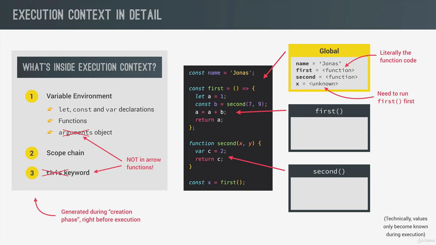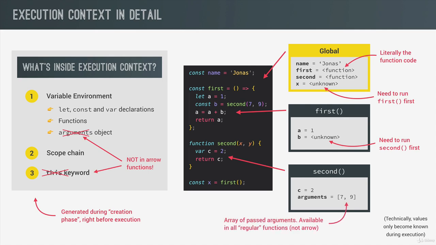Anyway, now in the first function, we have the a variable set to 1 and the b variable, which once again requires a function call in order to become known. Finally, the variable environment of the second function contains the c variable set to 2, and since this is a regular function, so not an arrow function, it also has the arguments object. And this object is an array which contains all the arguments that were passed into the function when it was called. In this case, as you can see, that's 7 and 9.